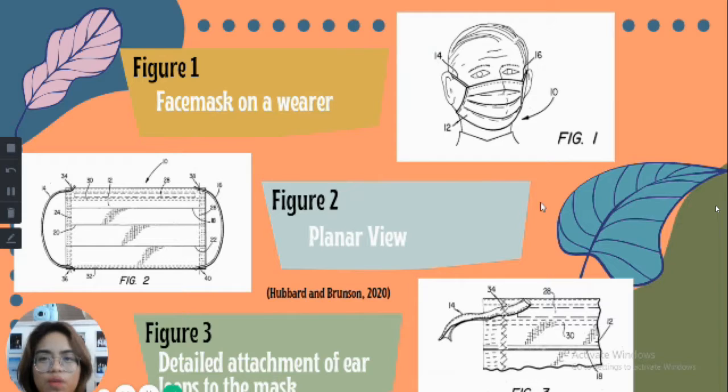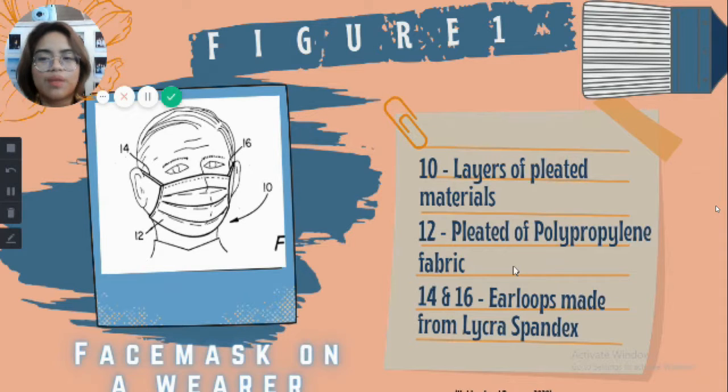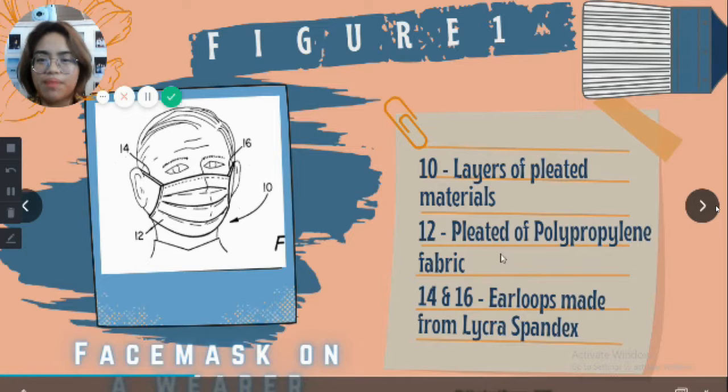Figure 1 shows the face mask on the wearer. Figure 2 is the planar view of the face mask, and Figure 3 is the detailed attachment of ear loops to the face mask. Figure 1 represents the face mask on the wearer. Number 10, as stated in the picture, is the layers of pleated material. Number 12 are the pleated materials of polypropylene fabric, and 14 and 16 are the ear loops made from lycra spandex.